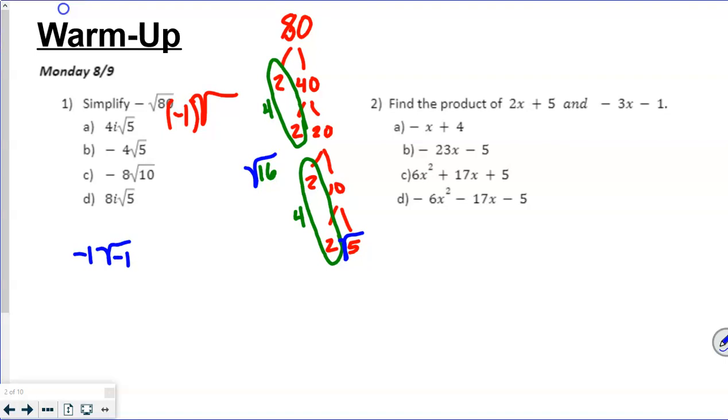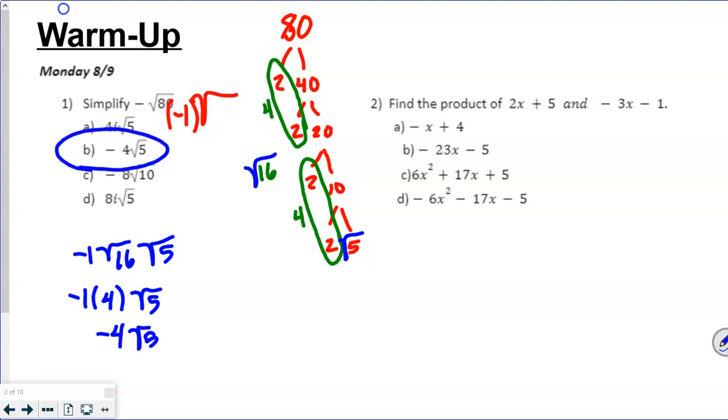Whoa. It wasn't negative, was it? Yeah. Check that out. So then we just got the square root of 16 and the square root of 5. So this is going to be negative 1 and the square root of 16 is 4. And then we got the square root of 5, right? So this is going to be negative 4 square root of 5. That was our answer. Now this one didn't have an i because we didn't have a negative underneath the radical. Y'all see that? It's just a positive number underneath the radical.